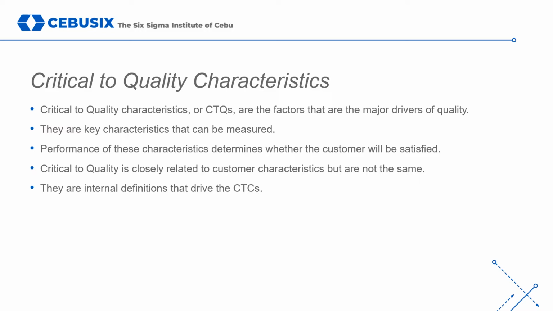Critical to quality characteristics are closely related to CTCs, or critical to customer characteristics, but they are not the same thing. Something can be critical to quality, even critical to how a customer ultimately feels about a service or product, without being critical to the customer directly. CTQs are internal concerns, but they drive CTCs.